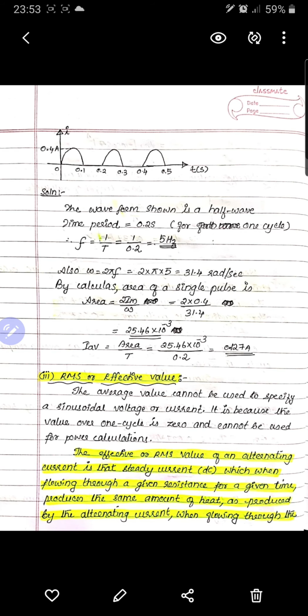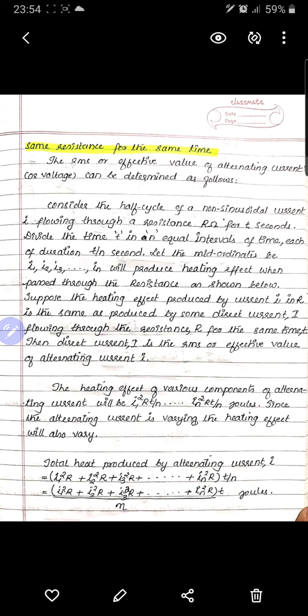That means if we apply a DC voltage or DC current flowing through a resistance for a particular time, it generates a heat I square RT. So, when we apply an AC through the same resistance for the same time, the quantity of current required to produce the same heat is how we are going to find the RMS value. That should be the same. This RMS or effective value of an alternating current or voltage can be determined as follows.